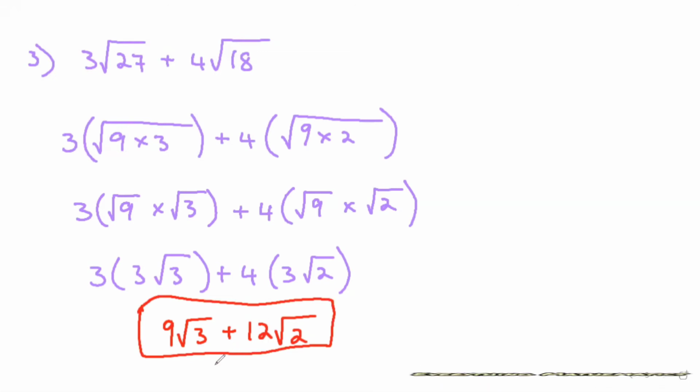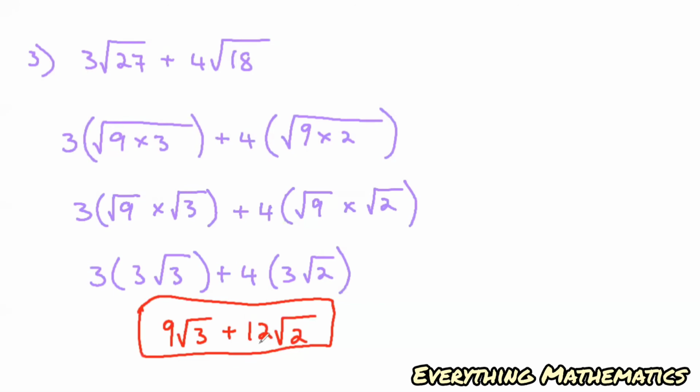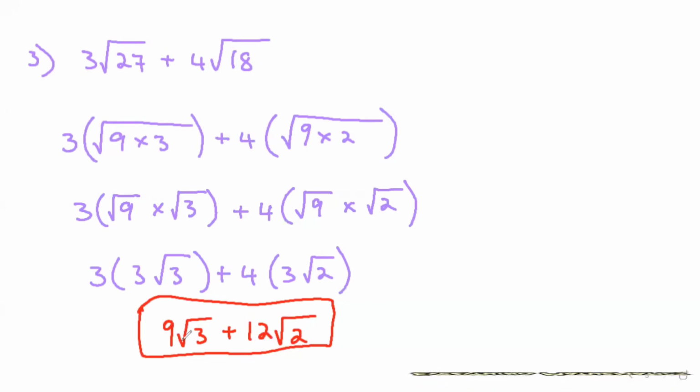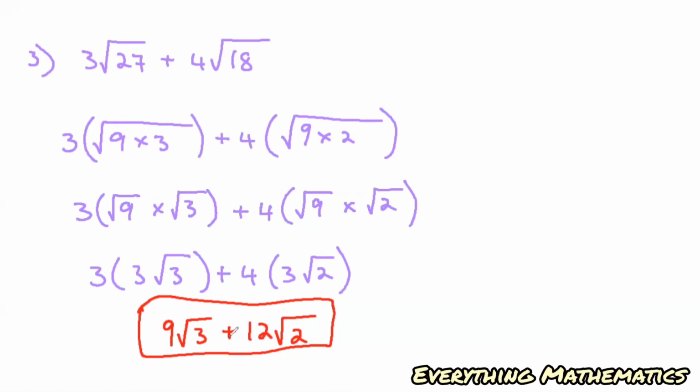We cannot go further. So no, you cannot go about adding the 9 and the 12, because according to the rule, for you to be able to add the 9 and the 12, what was under the root had to be the same. And in this case, it is not. So this is as far as we go.